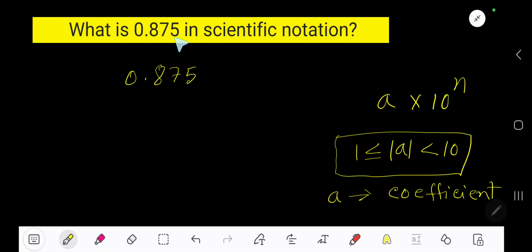What is 0.875 in scientific notation? That is how to write 0.875 in scientific notation. This is the formula for writing scientific notation: a times 10 raised to the power n.